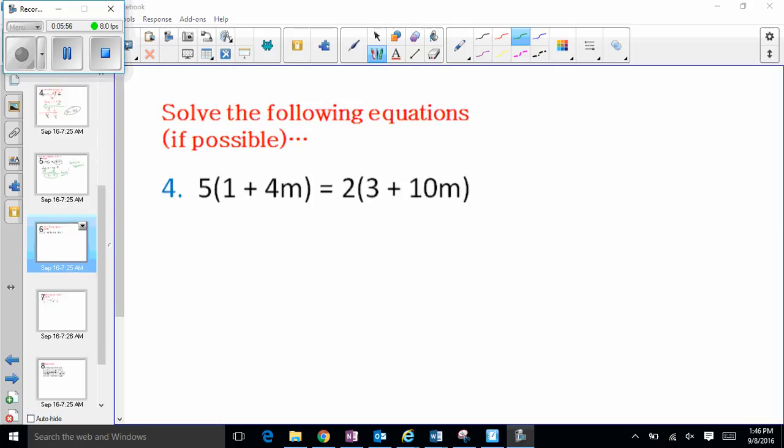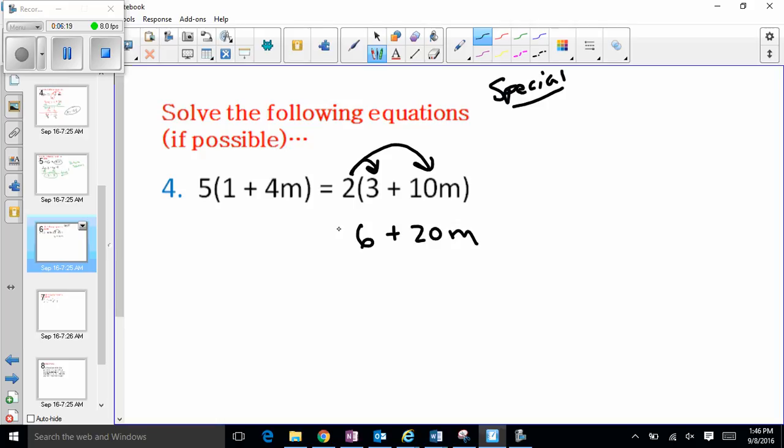Okay, guys, so this next problem is another special situation. It says solve the following equation if possible. And sometimes it's not going to be possible, so I'll try and highlight that for you in this problem. I will distribute the 2 over here to make this 6 plus 20m. And on the other side, I'll distribute the 5 to make this 5 plus 20m.